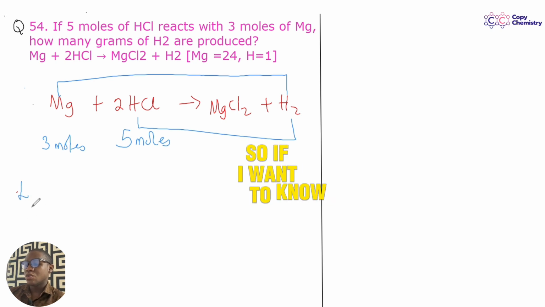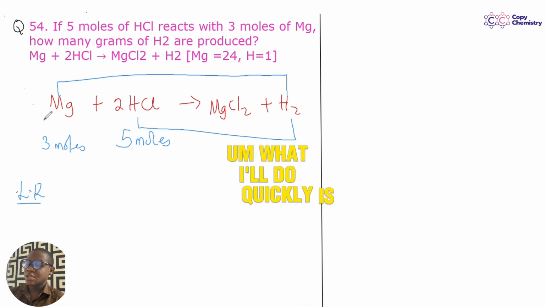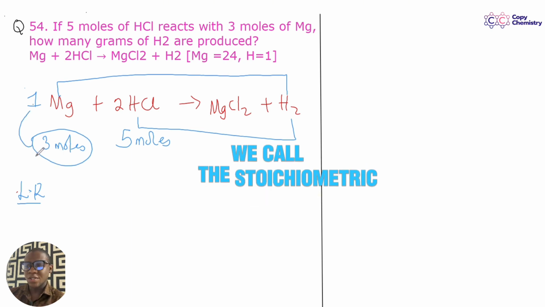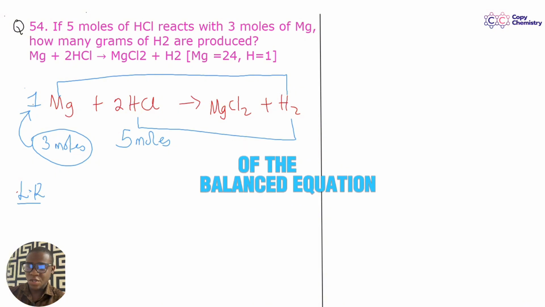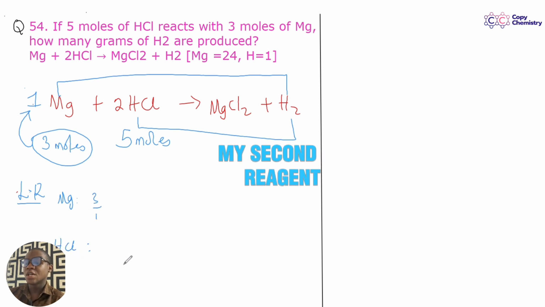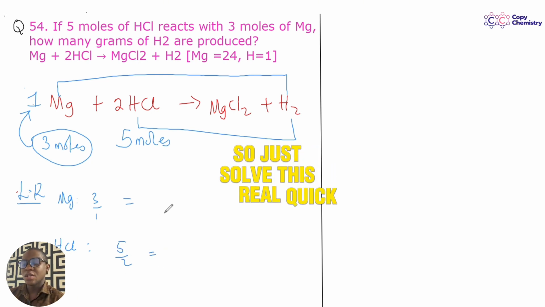So if I want to know what the limiting reagent is, I'll just write Lr here. What I'll do quickly is divide the moles by what we call the stoichiometric coefficient, which is the number in front in the balanced equation. So for magnesium, I would have 3 divided by 1, and for HCl, my second reagent, I would have 5 divided by 2. Just solve this real quick. This should give you 3.